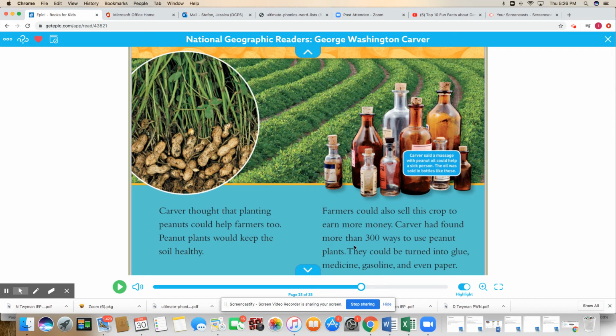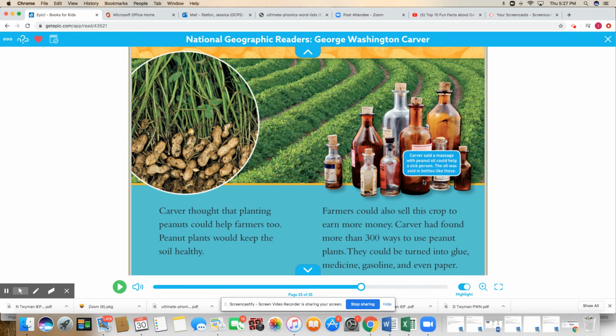Carver had found more than 300 ways to use peanut plants. They could be turned into glue, medicine, gasoline, and even paper. And here we see in the caption, Carver said a massage with peanut oil could even help a sick person. The oil was sold in bottles like these.